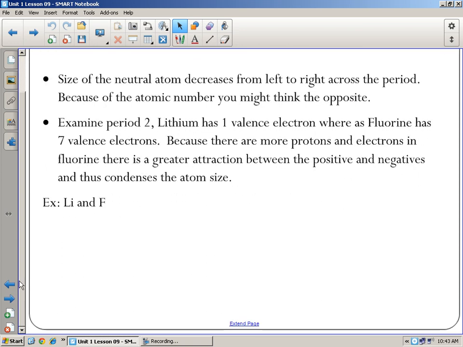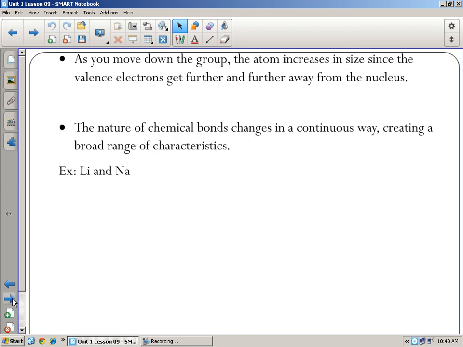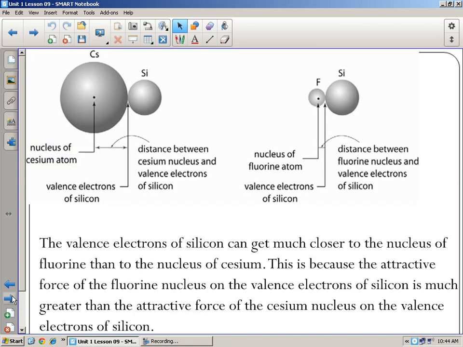I showed you the difference between lithium and fluorine, and I said that fluorine's actually a smaller atom because there's 9 protons and 9 electrons, so there's more opposites attract, so it shrinks it down more, condenses it. So make sure you know that as you go across a period, the general trend is that the atomic size tends to decrease. Atomic size, not the weight, the size. Going down a group, of course, they have to increase because you're adding on more energy levels as you go.